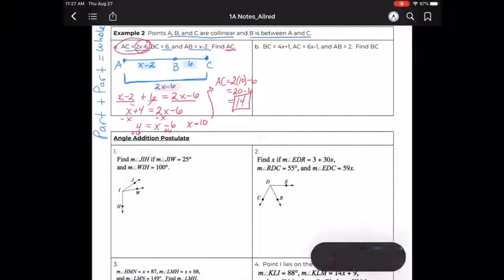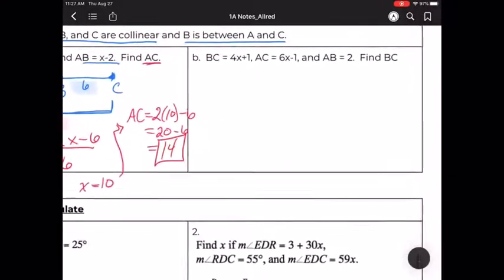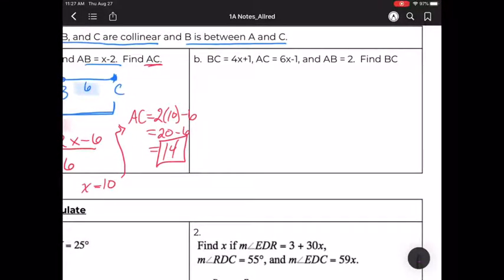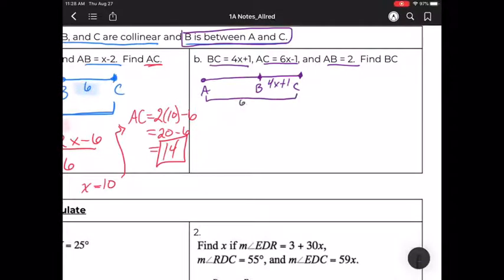And so as we continue on to the next example, our picture is going to look the same, and I'm going to make it a little smaller maybe this time to give myself more room to work. But we're told still that B is between A and C. That means my picture needs to look like this again. Then we start filling in the different pieces that they've given me. BC is actually this portion, the second part, 4x plus 1. AC is the entire thing, so that's 6x minus 1, and AB is just 2.